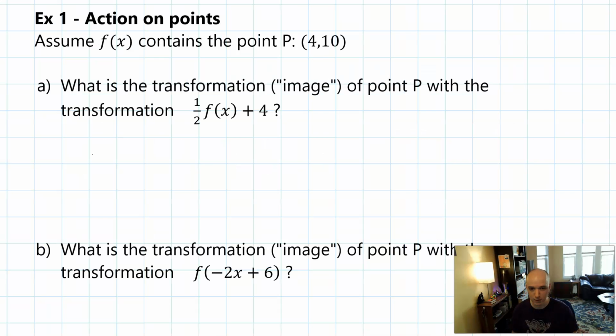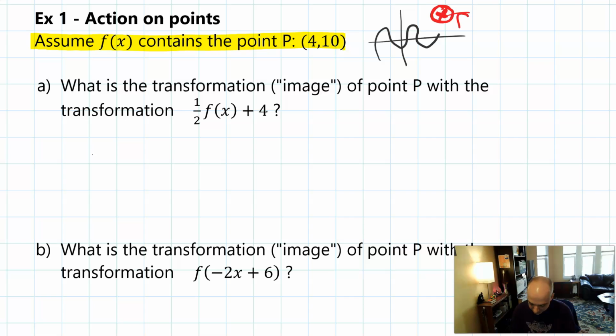So let's get into our first example, which is not necessarily about a sequence of input transformations, but it is a type of problem you might encounter, and understanding this is going to help when we do those sequences of transformations. So we're going to assume that f(x) contains some given point. This time it's going to be (4, 10). We don't know anything else about f(x). It could even be a piecewise function for all we know. But we do know that it has some particular point, and that's the only thing we know about it. We'll call that random point, point P.